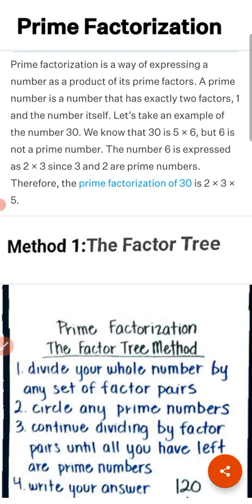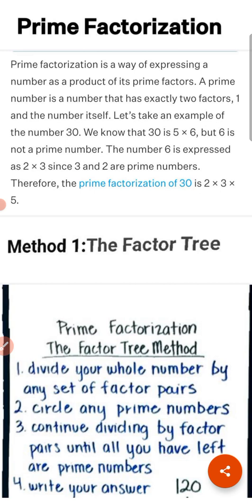Prime factorization is a way of expressing a number as a product of its prime factors. A prime number is a number that has exactly two factors, which you already learned. The factors of a prime number are 1 and the number itself. Okay, let us take an example of the number 30.